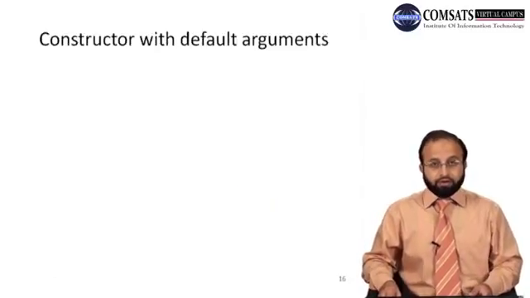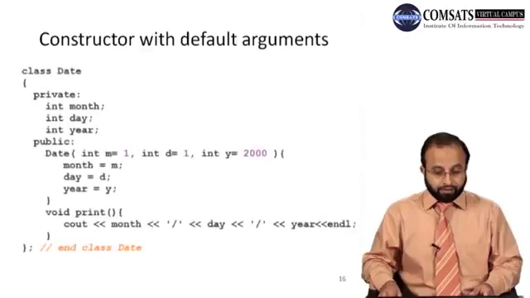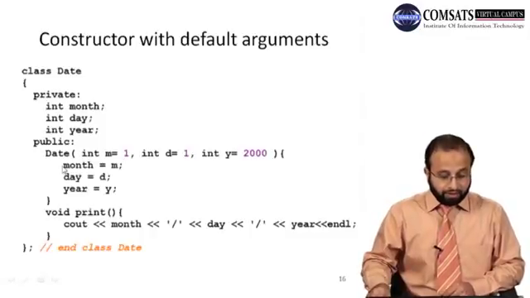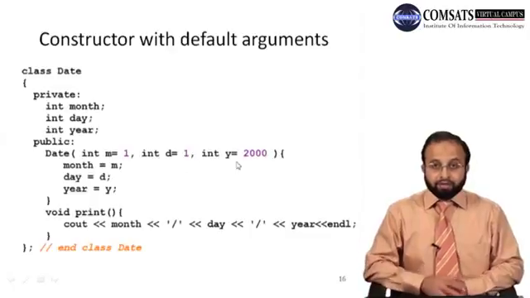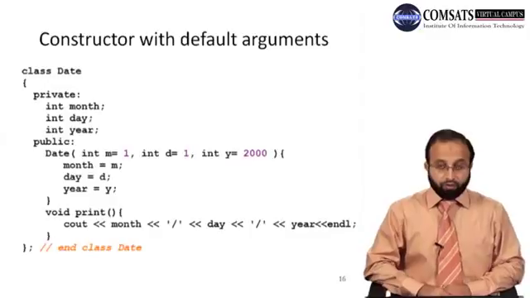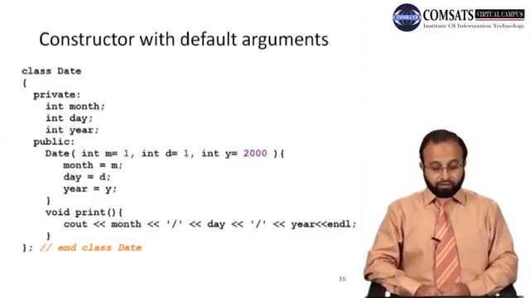Now constructor with default argument. Let's consider this date class in which we have three private data members, that is month, day and year, and a constructor and a print function, right? So in the constructor you can see we have three parameters, and we have also initialized them with the values 1, 1 and 2000.